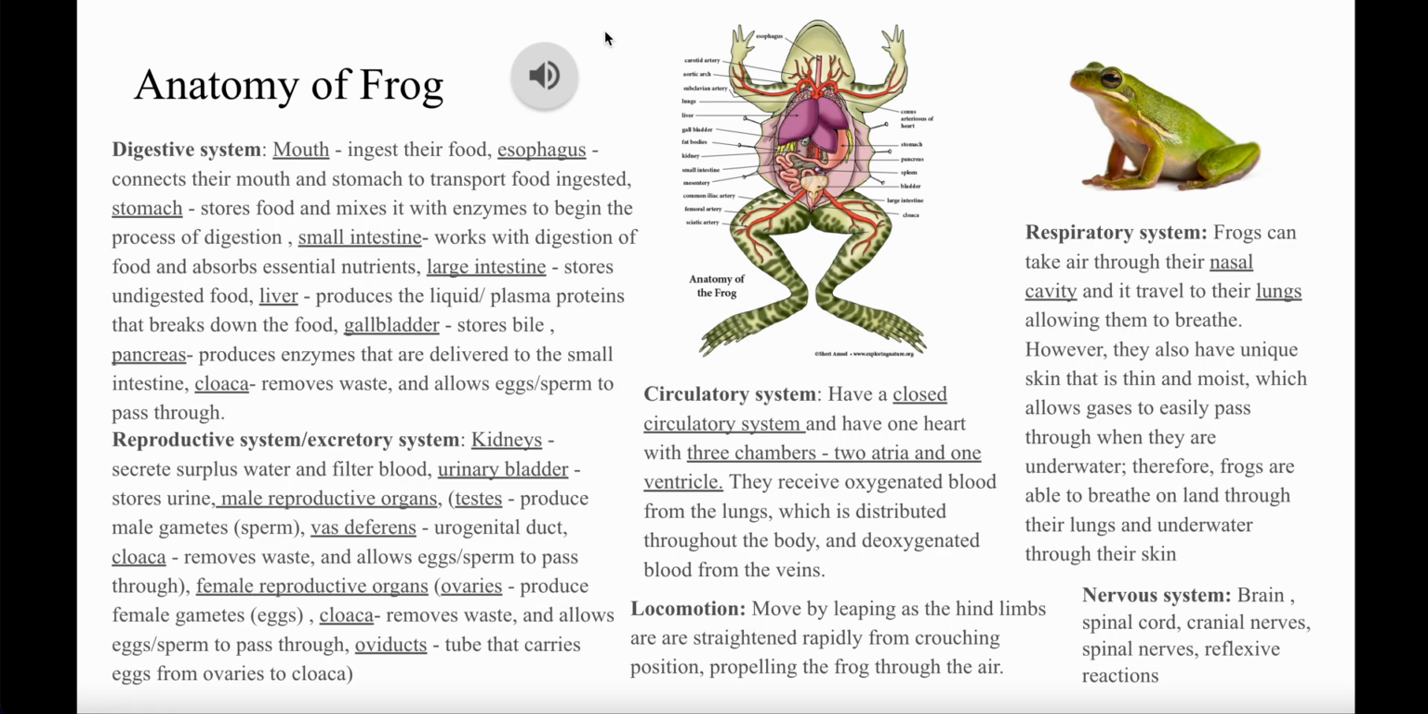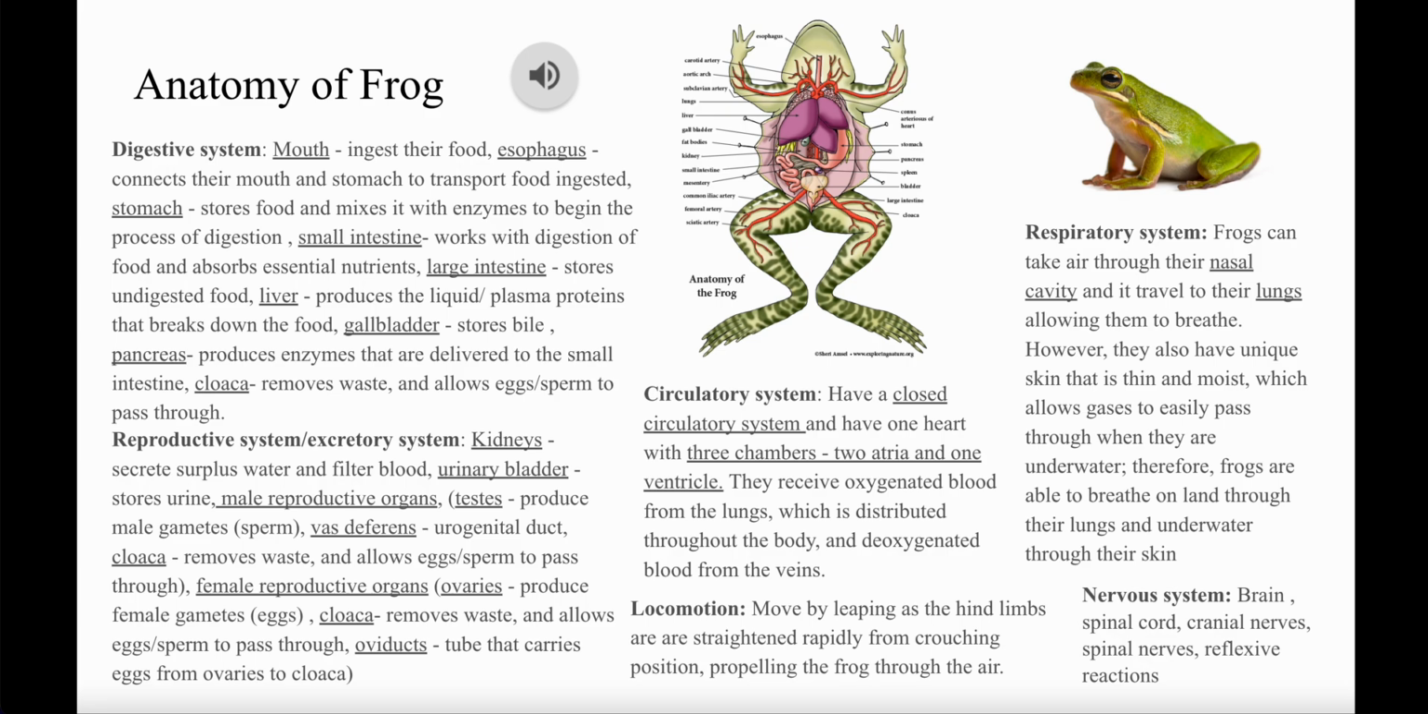Next up, we have the anatomy of the frog, where I'm going to go through their different organ systems and explain the different organs within each one and what they do. So first up, we have the frog's digestive system, which includes the mouth, esophagus, stomach, small intestine, large intestine, liver, gallbladder, pancreas, and cochlea. So the mouth, just like ours, just ingests their food.